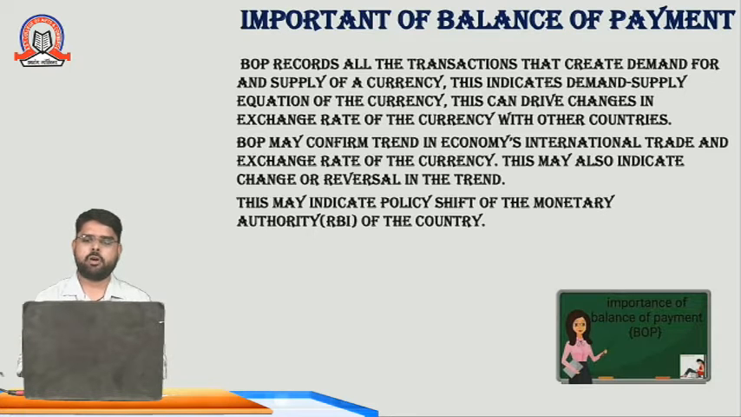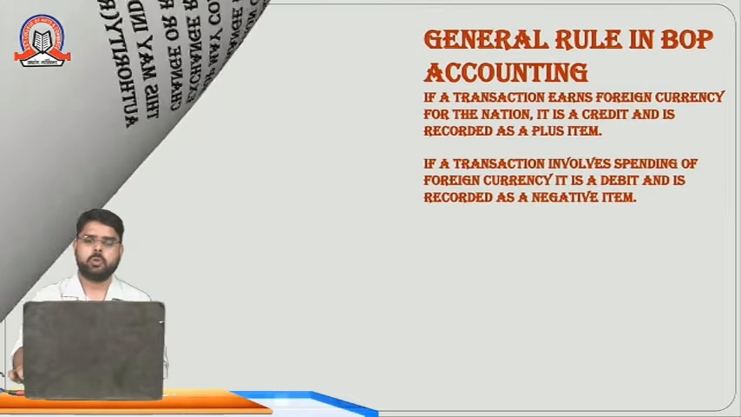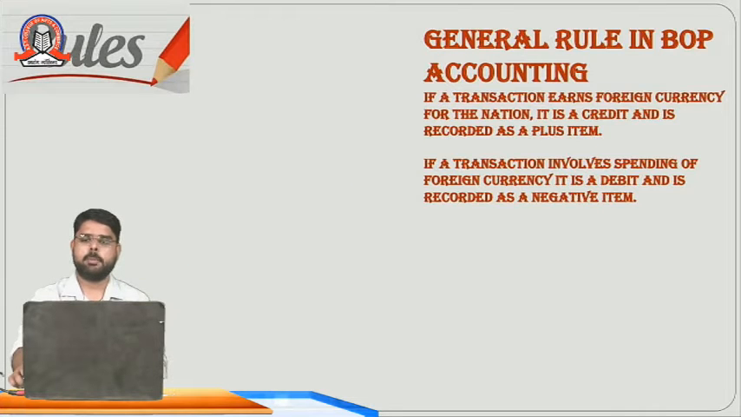BOP may confirm trend in the economy's international trade and exchange rate of the currency. This may also indicate change or reversal in this trend. This may indicate policy shift of the monetary authority of the country. This may also shift the RBI of the country. So, the general rule in BOP accounting: if a transaction earned foreign exchange for the nation, it is credit and it is recorded as a plus item.